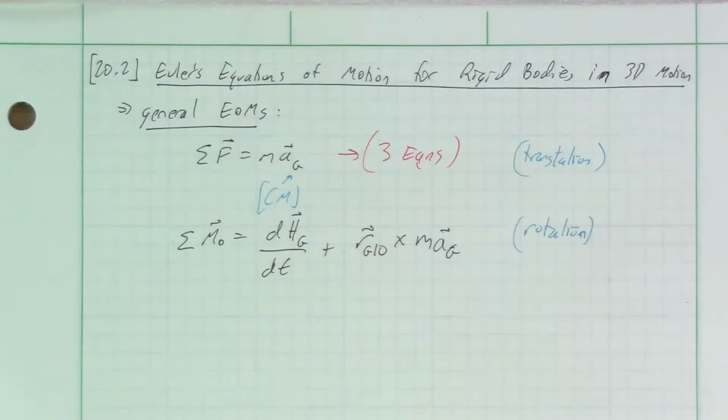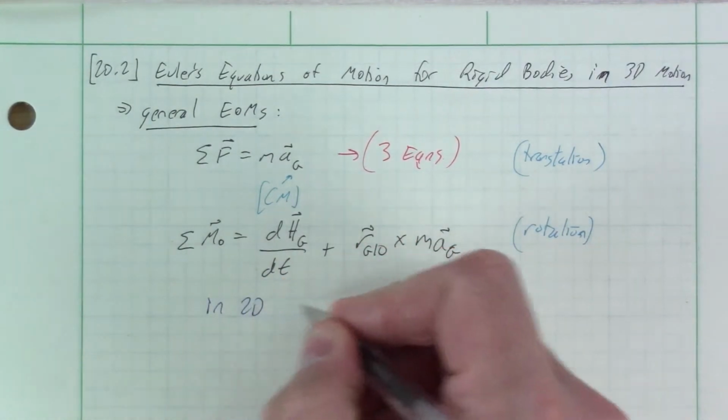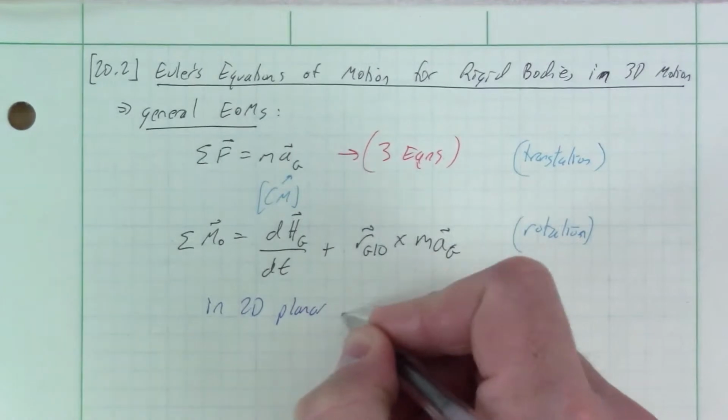In fact, should we just leave it here? Well, let's see what we've done in the past with this. So in the past, what we've done is we've taken this general relationship that works in 3D, and we've applied it in 2D planar motion.